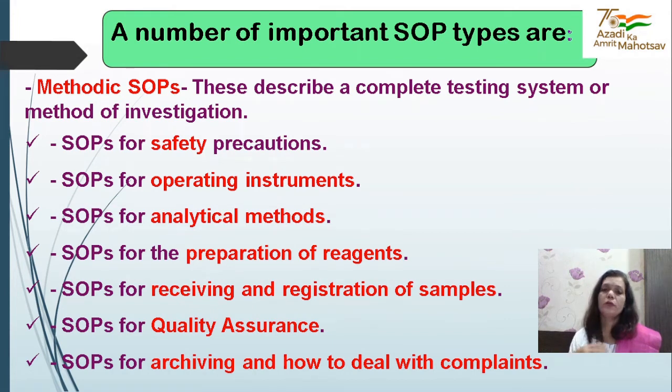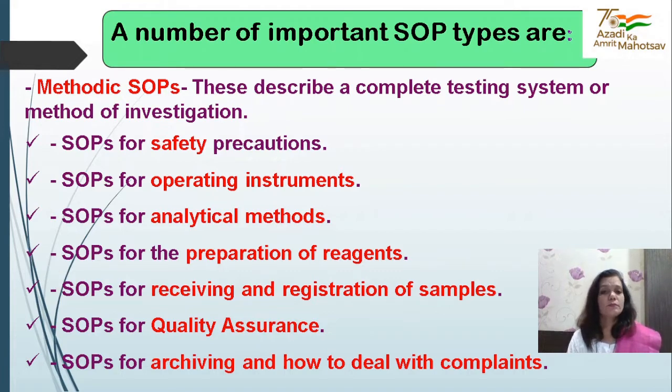A number of important SOP types are methodic SOPs, which describe a complete testing system or method of investigation. If any company has a specific product, how to carry out complete testing of that product and investigate the actual content of the product is defined or given through the SOP.